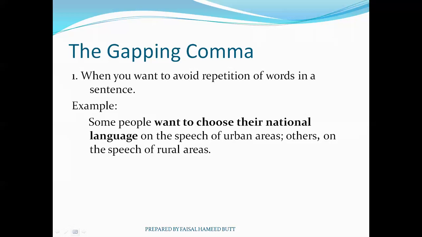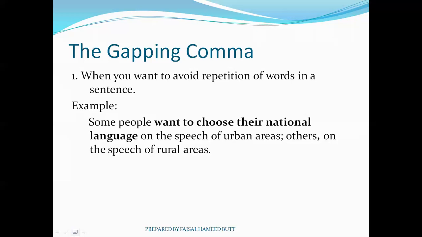Now see the example. Some people want to choose their national language on the speech of urban areas, comma, others, semicolon, others, comma, on the speech of rural areas. Now see the difference. In this sentence, there are two clauses, right? And they are separated by a semicolon. So in the second clause, there would be the same sentence: others want to choose their national language on the speech of urban areas.